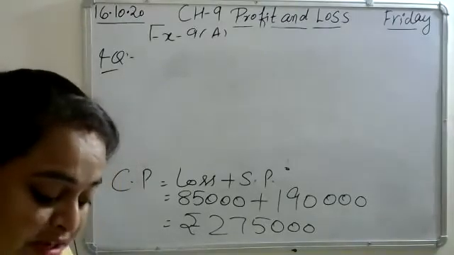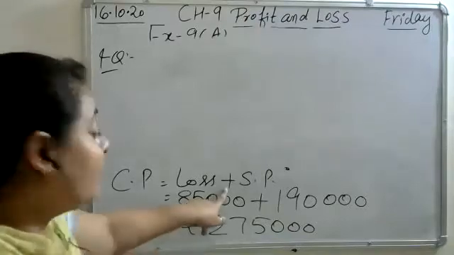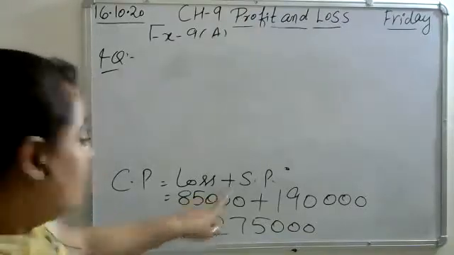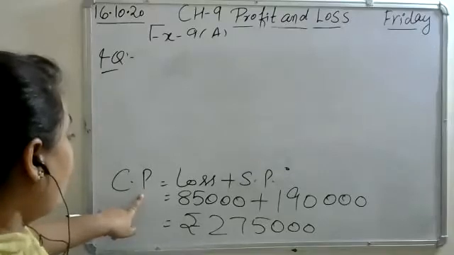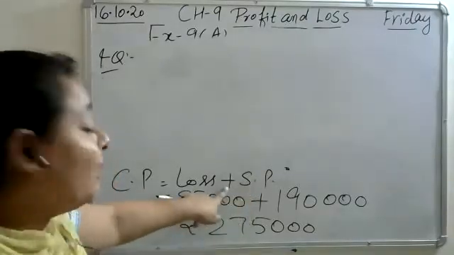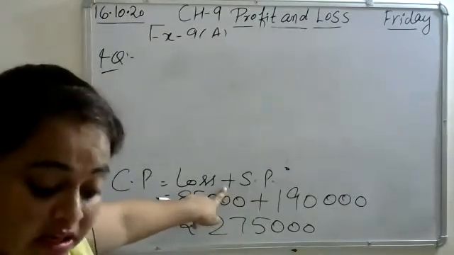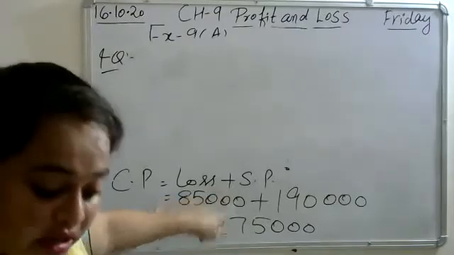No, the question is based on finding the cost price. So to find the cost price, we will add, beta, we will not subtract. We have the formula: cost price is loss plus selling price. So you will apply the formula. According to the formula, we have a plus sign, we have no minus sign. Okay.